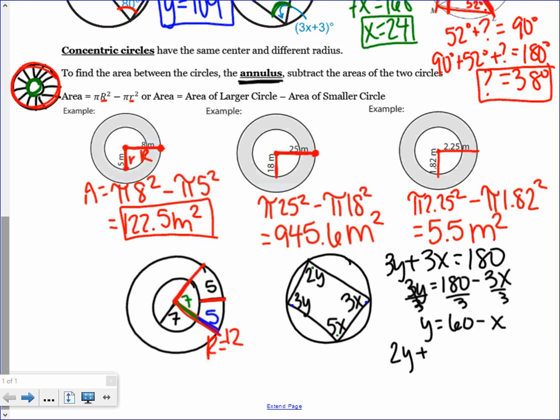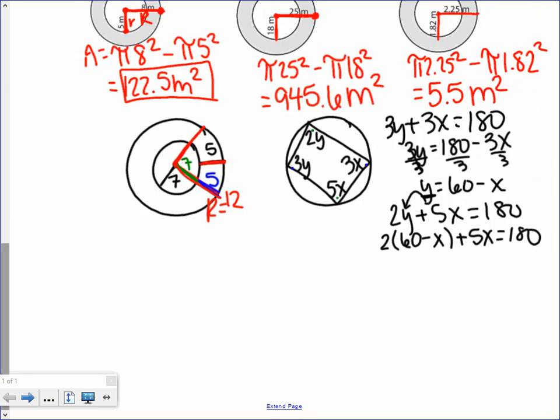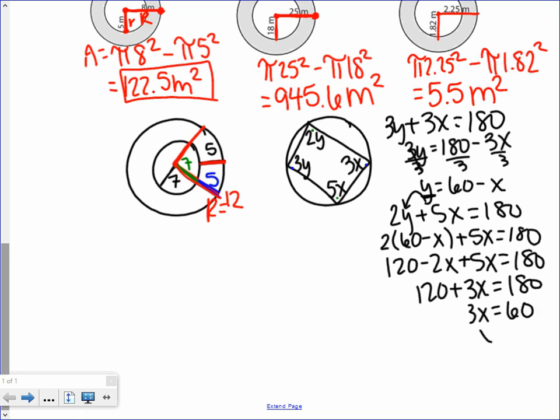And so then on my other equation, I'm going to take this y value and put it in place of the y. So that would make 2 times 60 minus x plus 5x equals 180. So then when you distribute, you would get 120 minus 2x plus 5x equals 180. Combine like terms, and you would have plus 3x. So 3x would equal 60, and so x would be 20. And then you could go back up here and solve for the y. So sometimes you'll have problems like that pop up, but that's about as difficult as they're going to be.